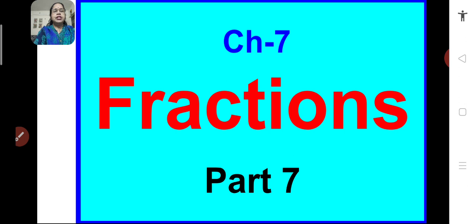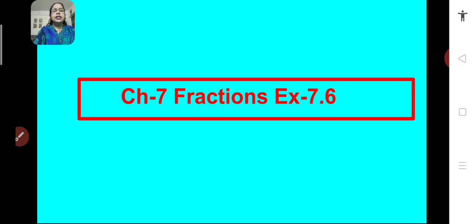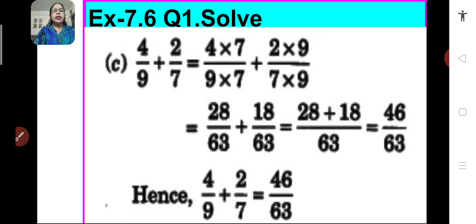Children, in our previous session we learned how to add and subtract unlike fractions and also how to add and subtract mixed fractions. And also we solved two problems of exercise 7.6. In today's session we will continue to solve the problems of exercise 7.6. So, problems A and B of question 1 were solved in the last session. In today's session, we will continue with problem C.